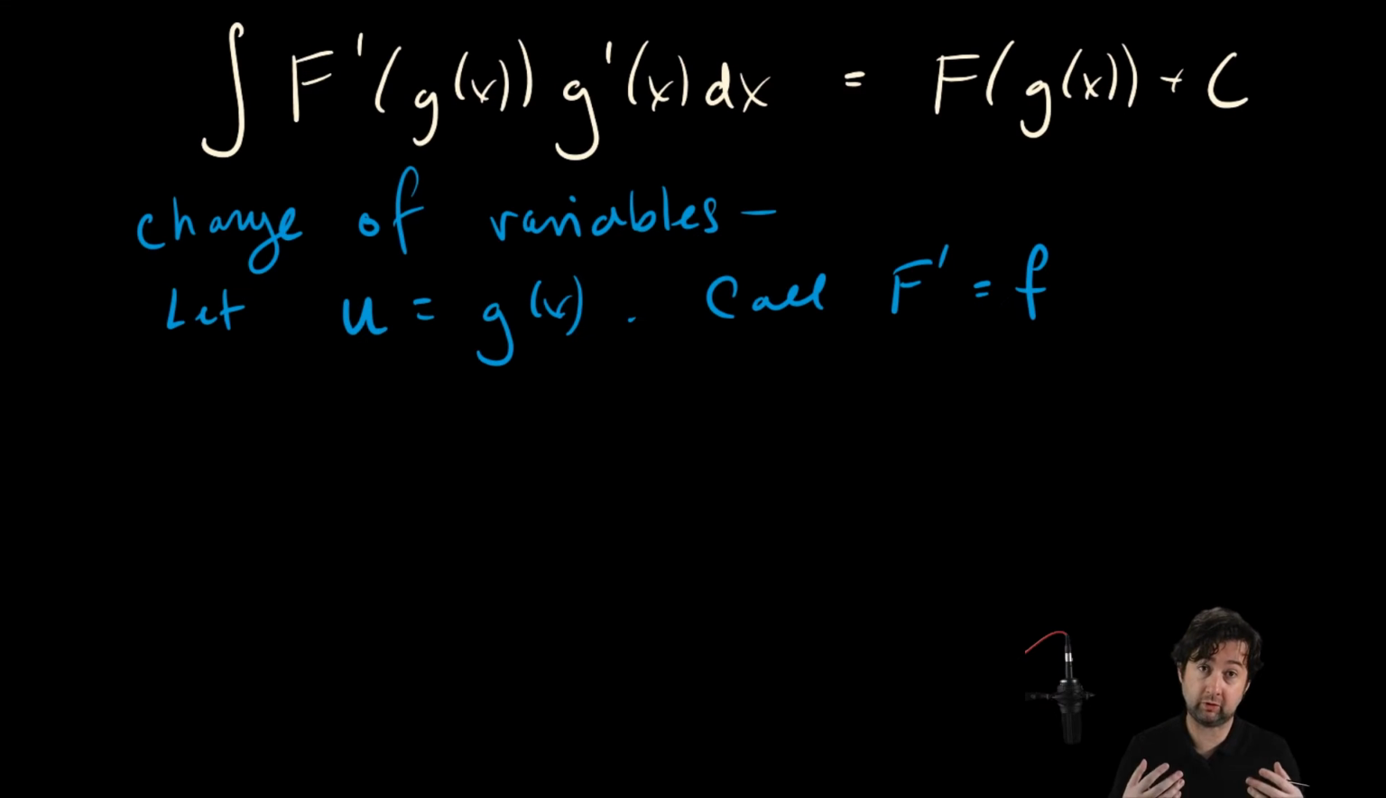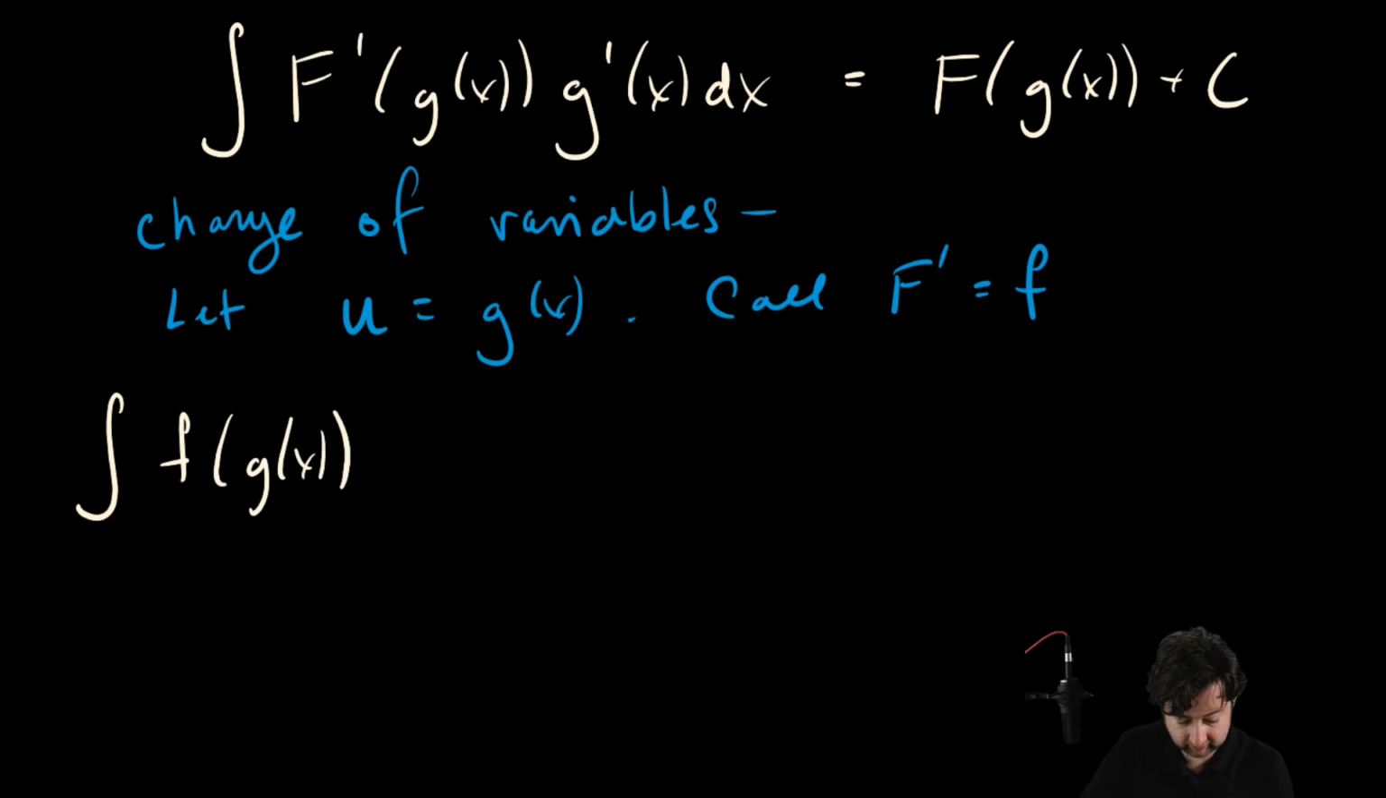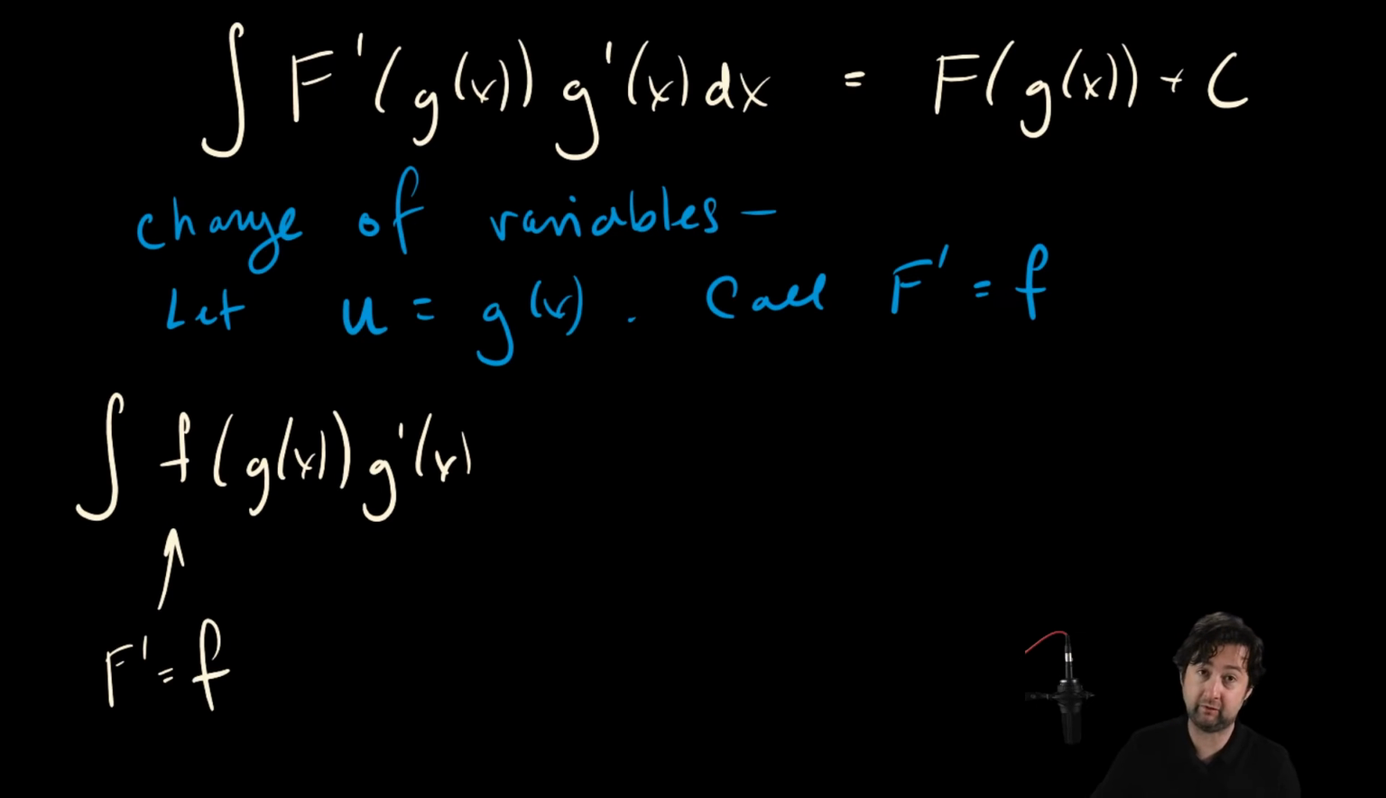The substitution that we're going to do is, we're going to take g of x, and we're going to substitute a new variable u into its place. So I'm going to start working with the equation that I've already got here: the integral of f of g of x g prime of x. What I've done here is replace f prime with little f. All I did was change the name. It's the same function.